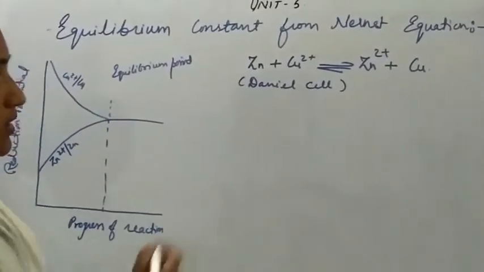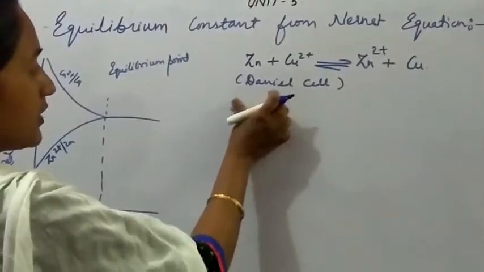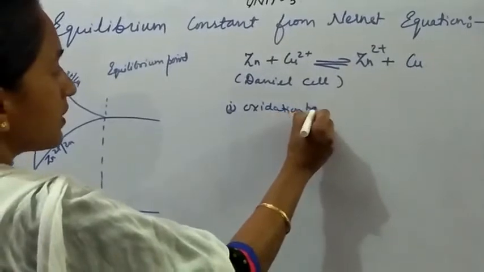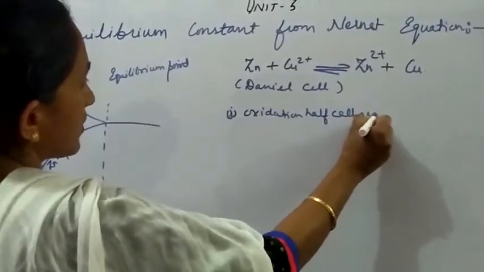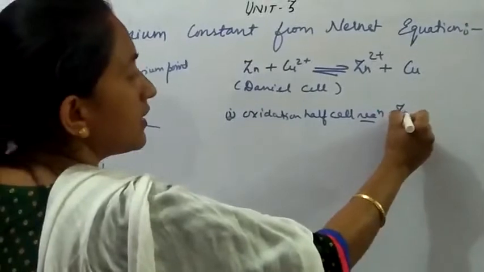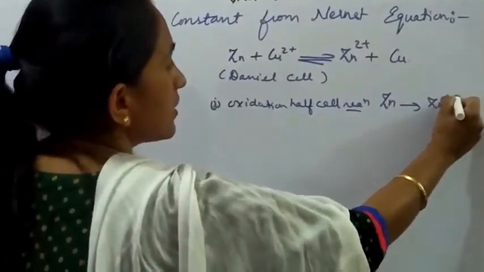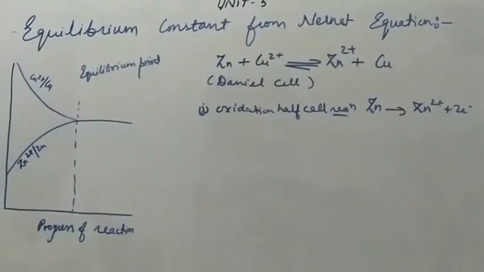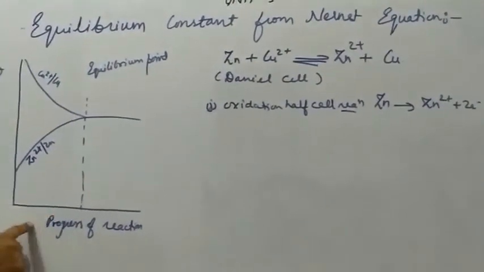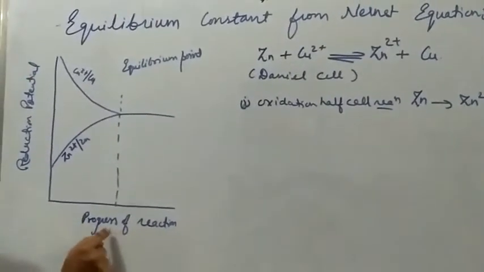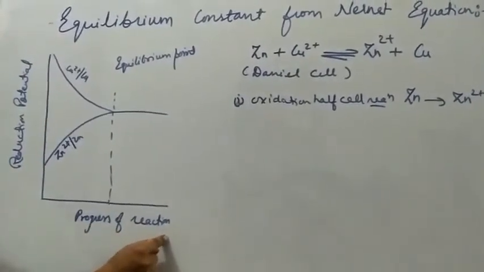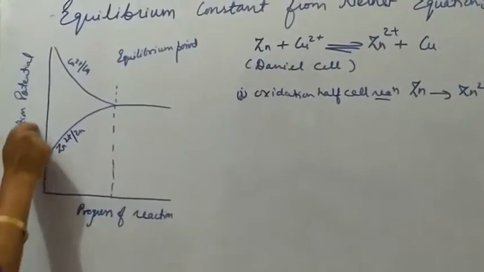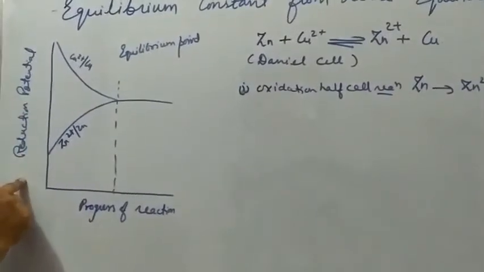So here, first is the oxidation half cell reaction. So what will happen here? Zinc undergoes oxidation, giving Zn2+ and 2 electrons. Just come to this diagram which I have plotted here. Along the x-axis we have the progress of the reaction, and on the y-axis we have taken the reduction potential.